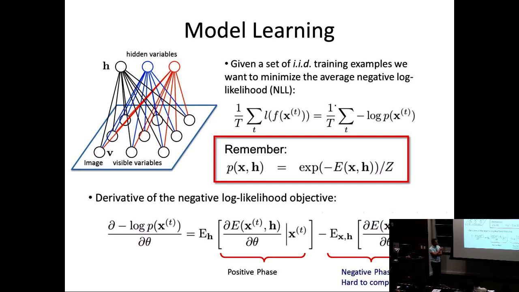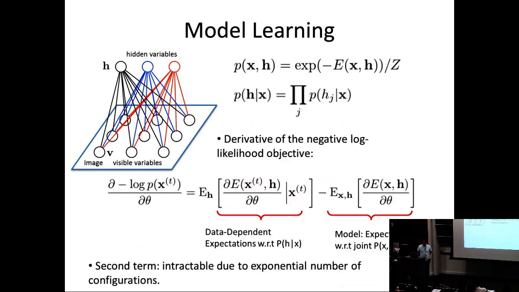But this is generally the learning rule for any type of undirected graphical model. If you've ever worked with conditional random fields or Markov random fields, you get this expression. So here, what we're effectively doing is saying that this is an expectation with respect to P of X, P of H given X.